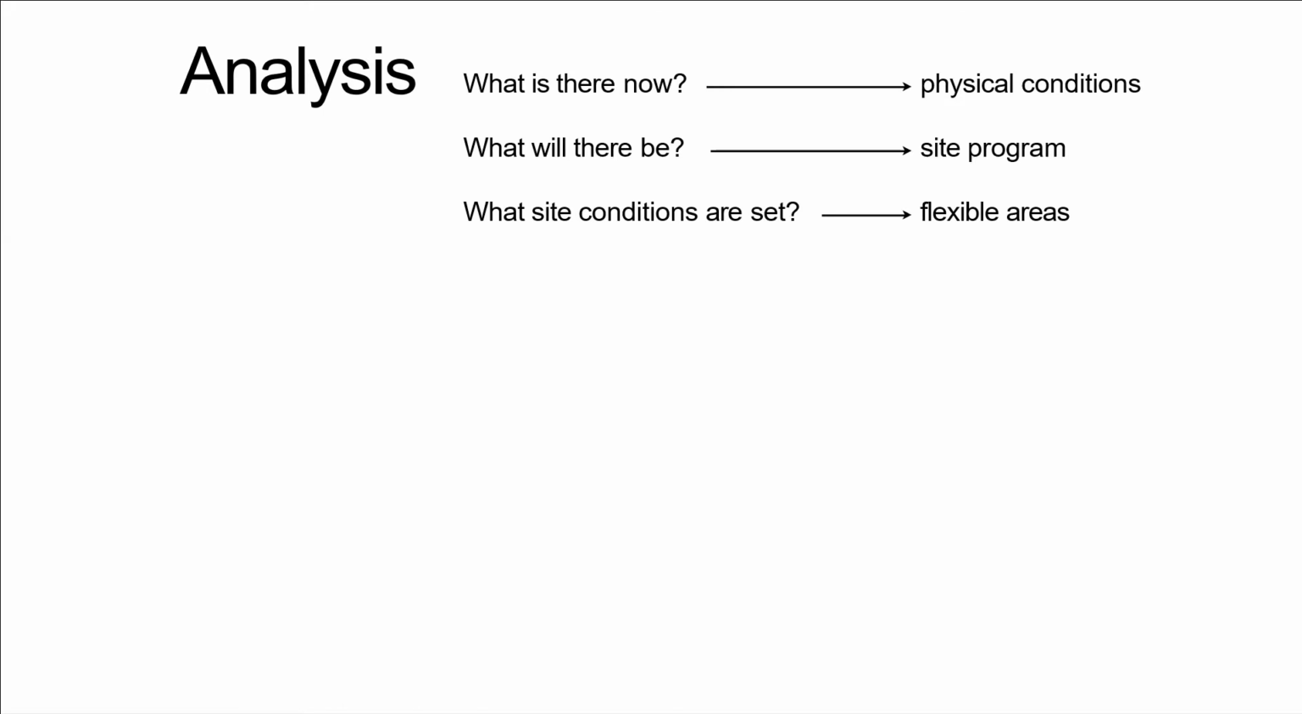And these are some really basic questions that you want to ask yourself. What is there now in terms of the physical conditions? What will be there in terms of the site program, such as a building, a driveway, a patio, etc.? And what are the site conditions as they're set? In other words, what gives you the flexible areas and what areas are not flexible?